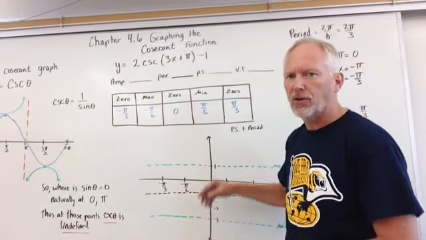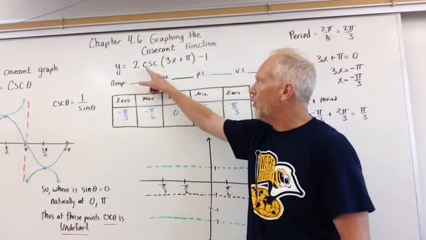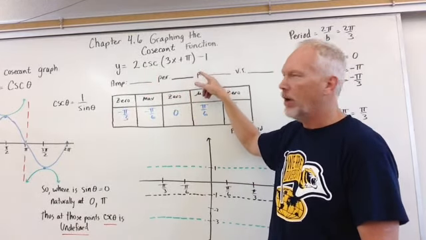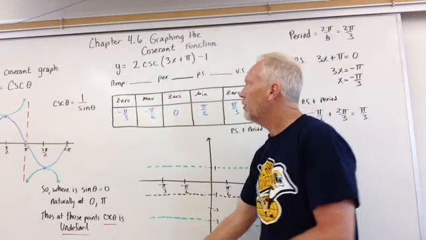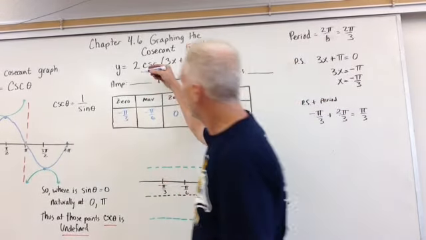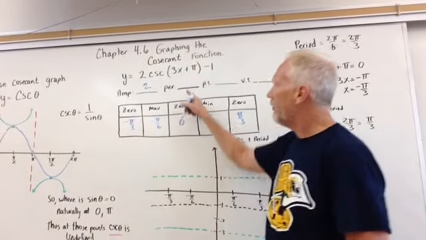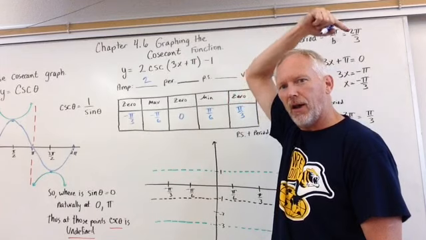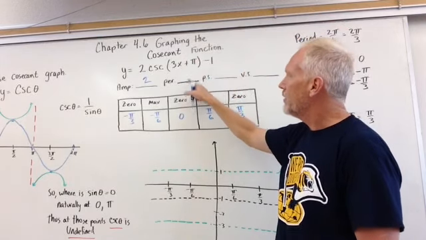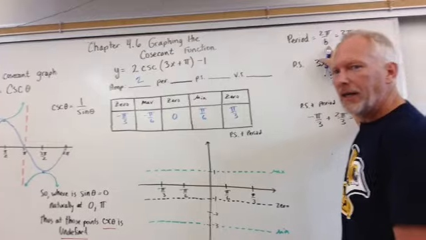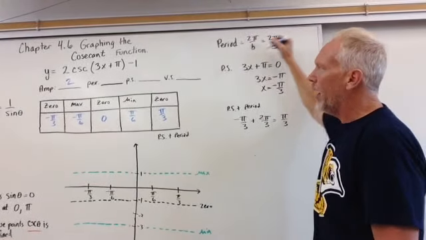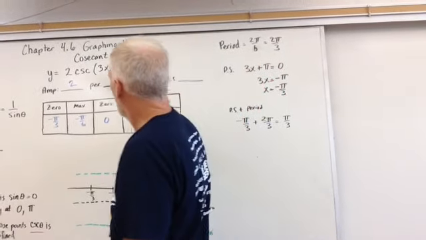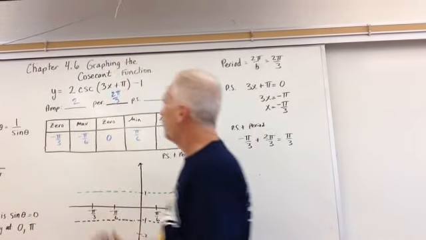All right, let's look at our particular situation. We're given y equals 2 cosecant of 3x plus pi, minus 1. So we have an amplitude of 2. We also have a period. Pause the video, see if you can figure out the period, even though it's right there. Okay, so 2 pi over b, which is 2 pi over 3. This is our b value, 3. So we get a period of 2 pi over 3.